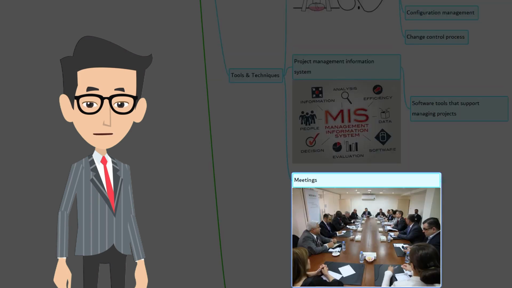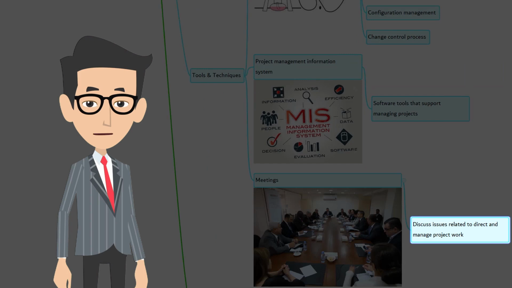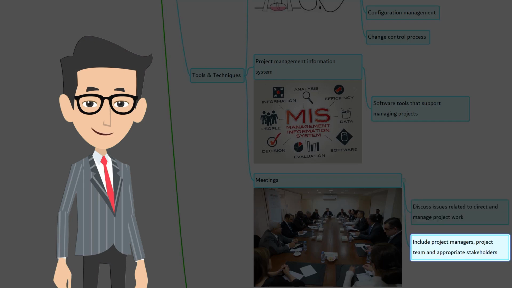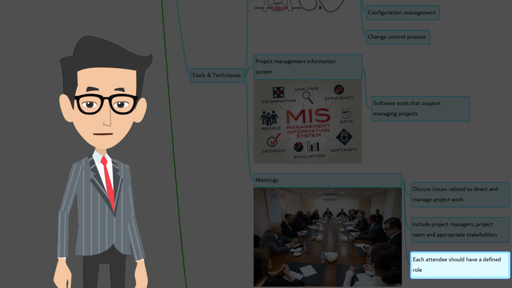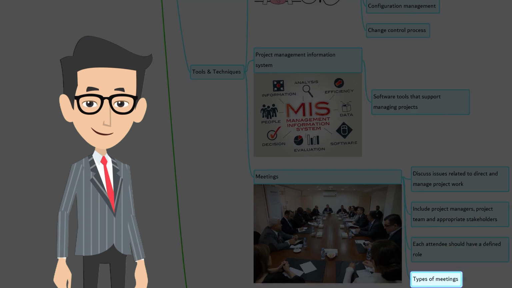The next tool and technique is meetings. Here, the meeting is conducted to discuss the issues related to direct and manage project work. Attendees may include the project manager, the project team, and appropriate stakeholders involved or affected by the topic addressed. Each attendee should have a defined role to ensure appropriate participation.